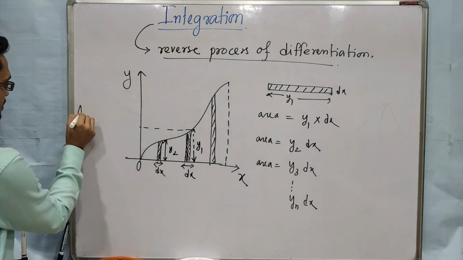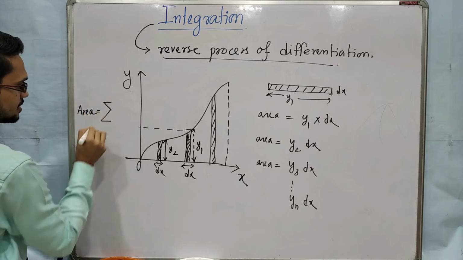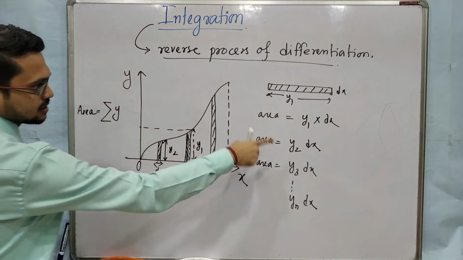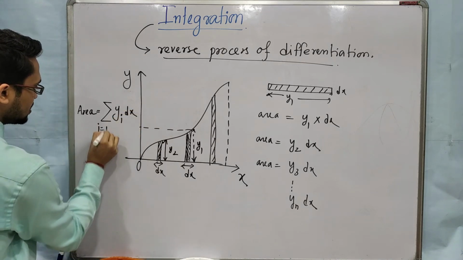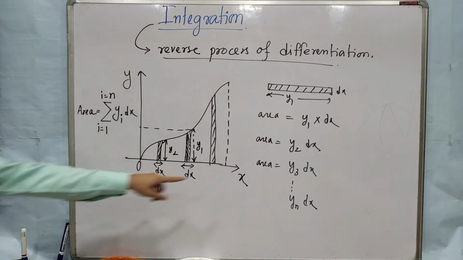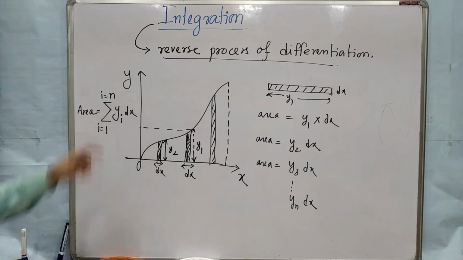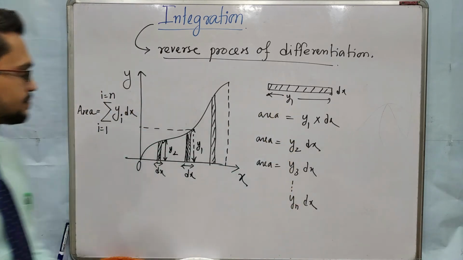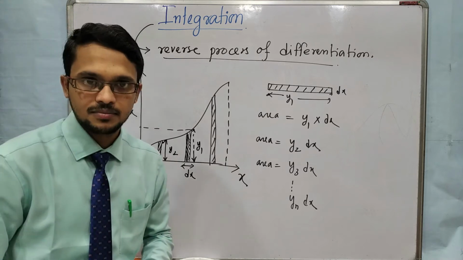So the area will be the summation of yi dx, where i equals 1 to suppose n. If i equals 1, then y1 dx, if i equals 2, y2 dx, and summation means we will add all these terms. But in this process there is a problem. What is that problem?